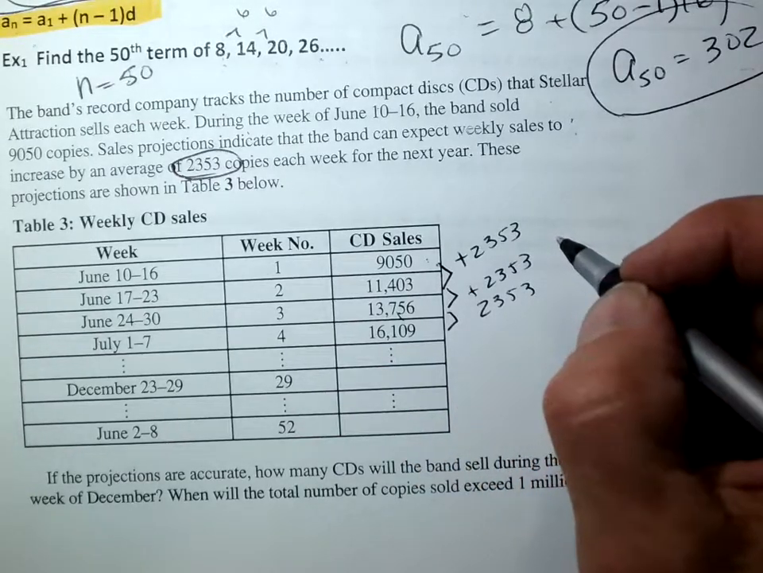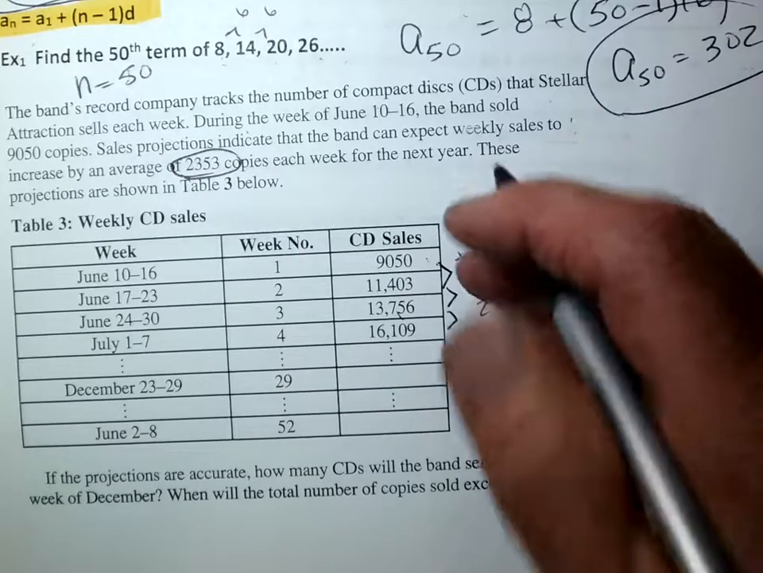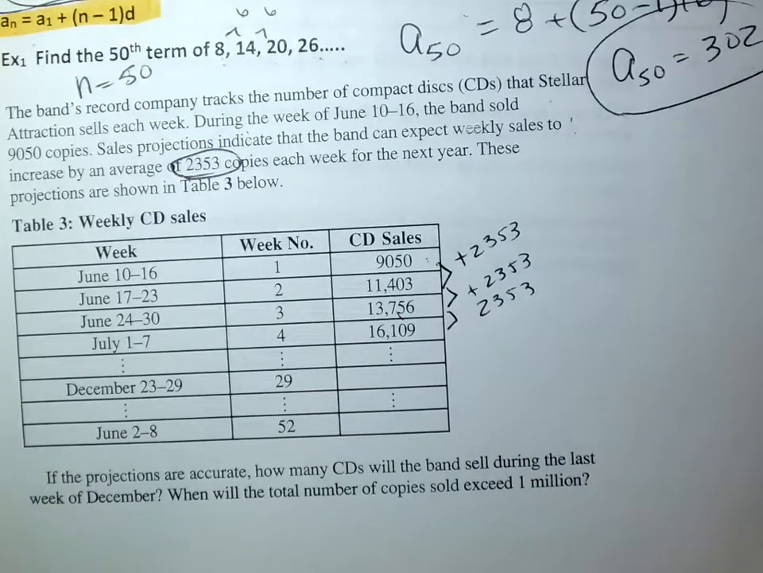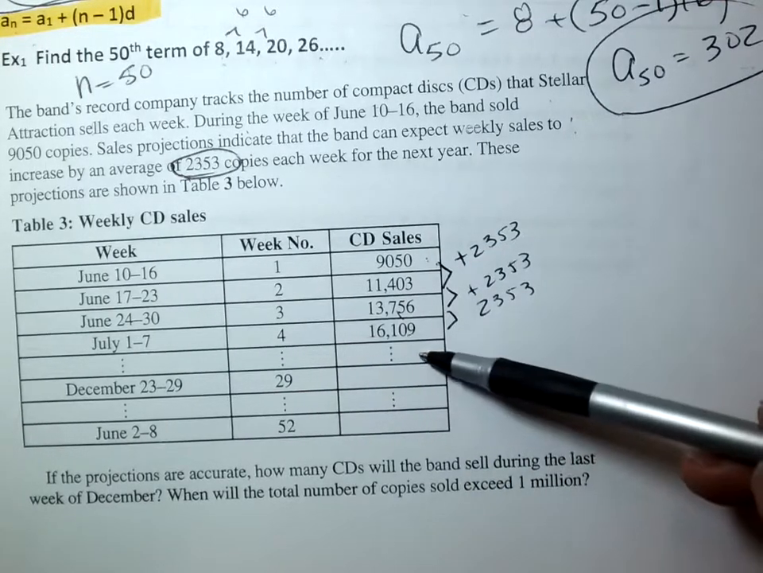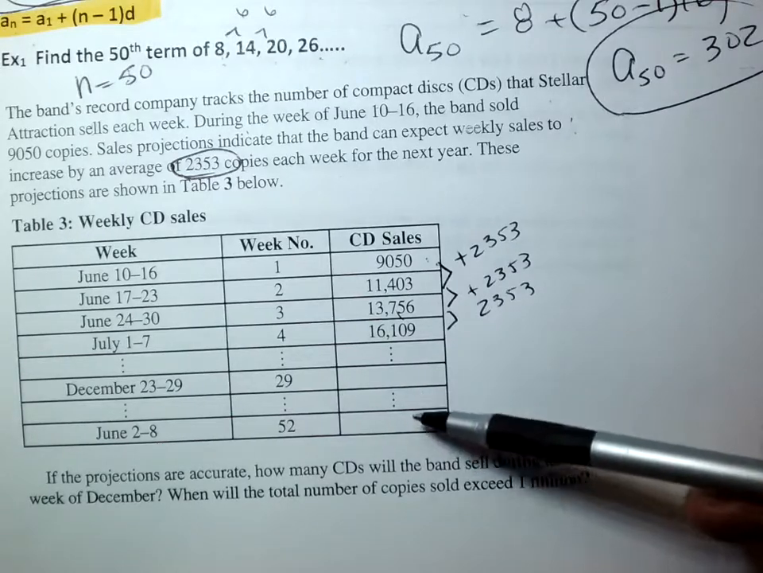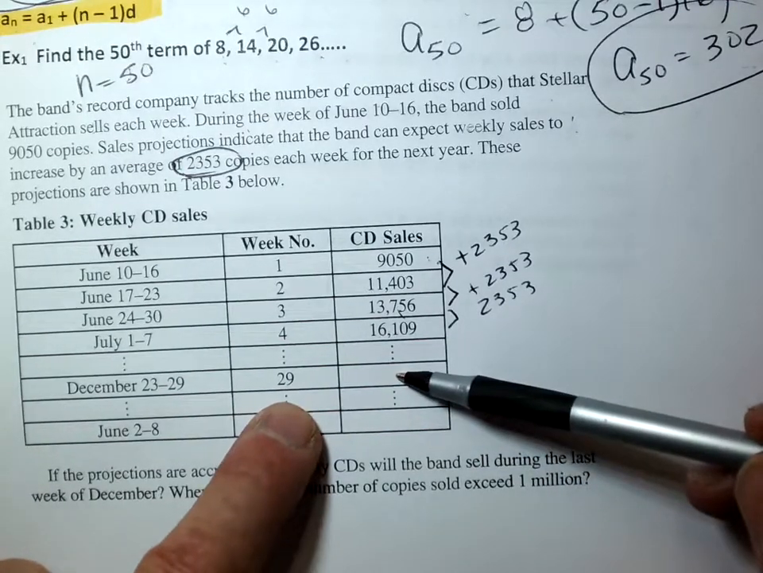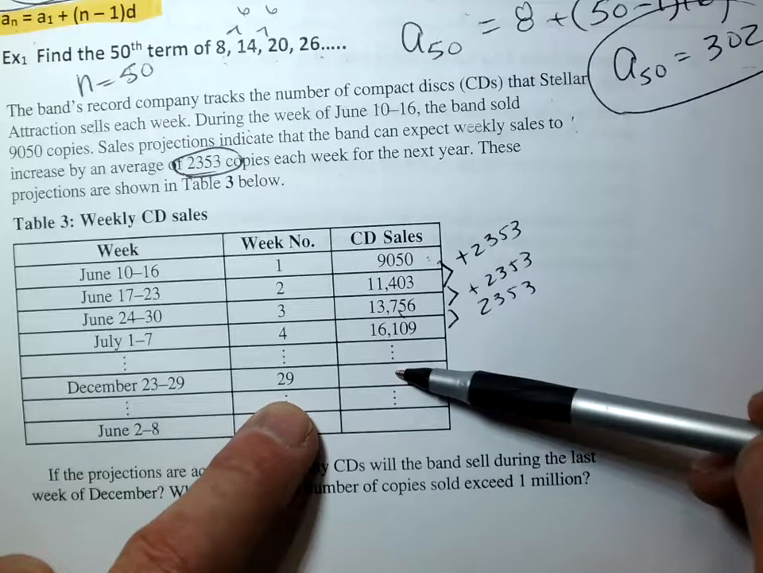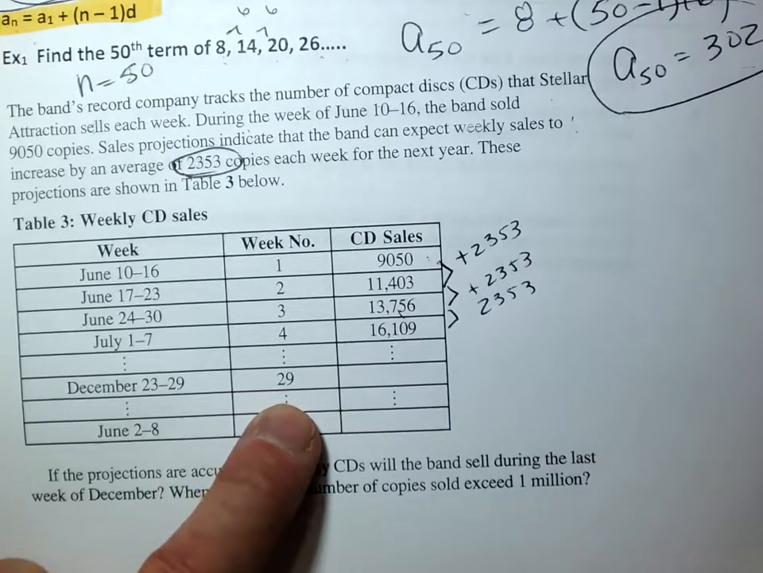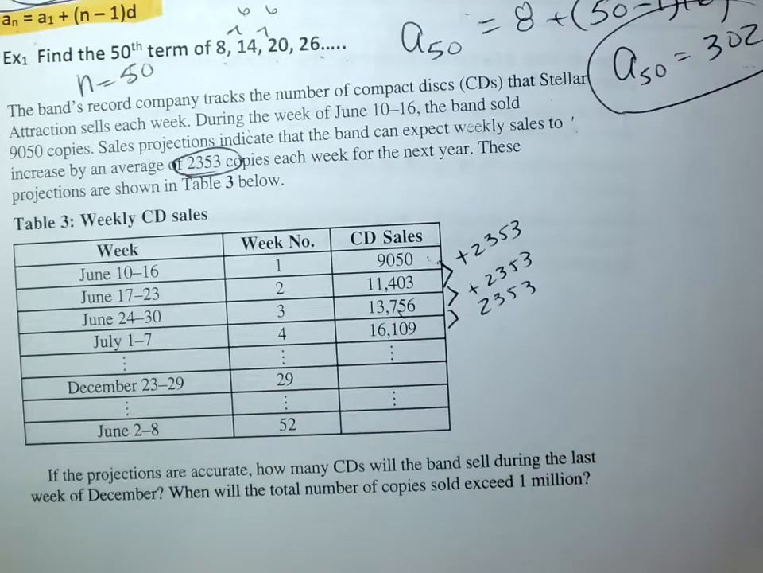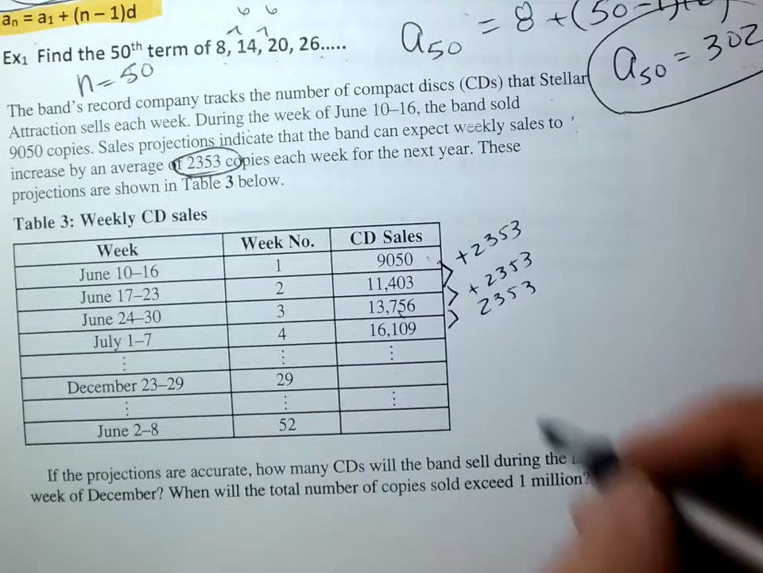So anyway, what we could do is just keep adding to get all the way to December, right? To get the 29th. But that's a waste of time because we have a formula. The explicit formula allows you to go straight to it. So the explicit formula, let's use it.